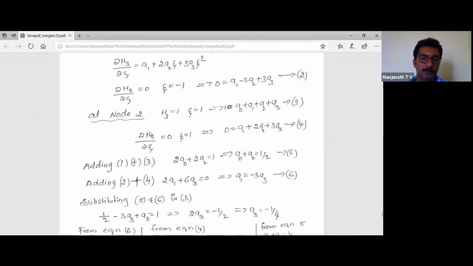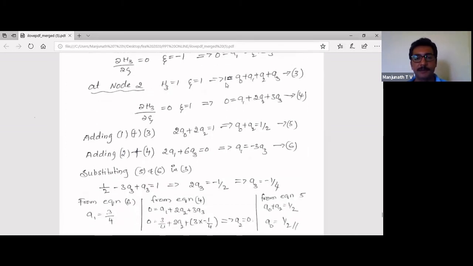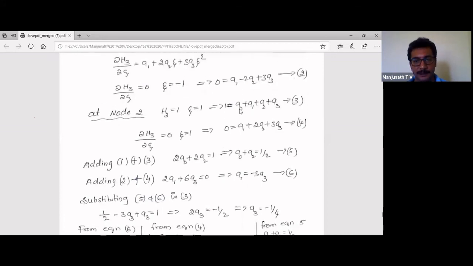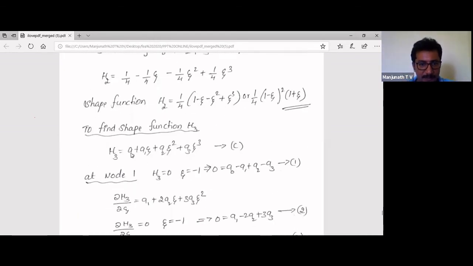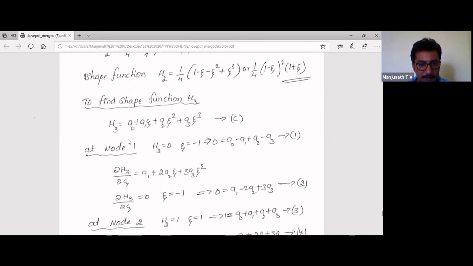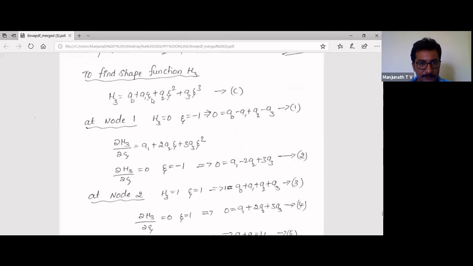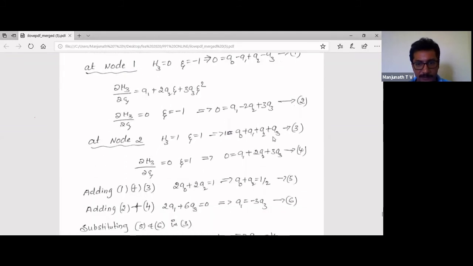Similarly, at node number 2, the h3 value and zeta value from the table, consider and substitute in the polynomial equation. You are going to get equation number 3. So directly substituting here, h3 is 1 and zeta value is 1. If you write zeta in place of zeta and the value is 1, then again the equation you are going to get is like this. That gives equation number 3.